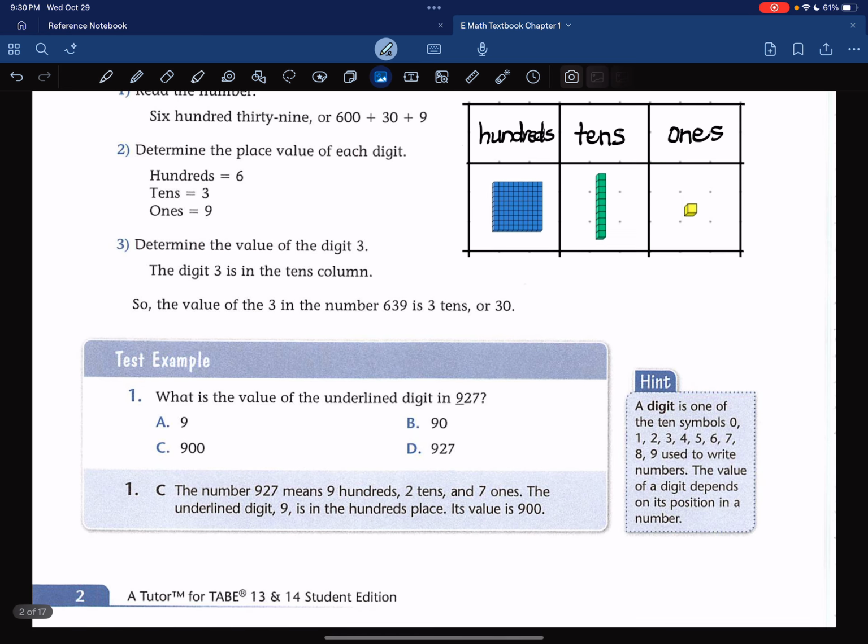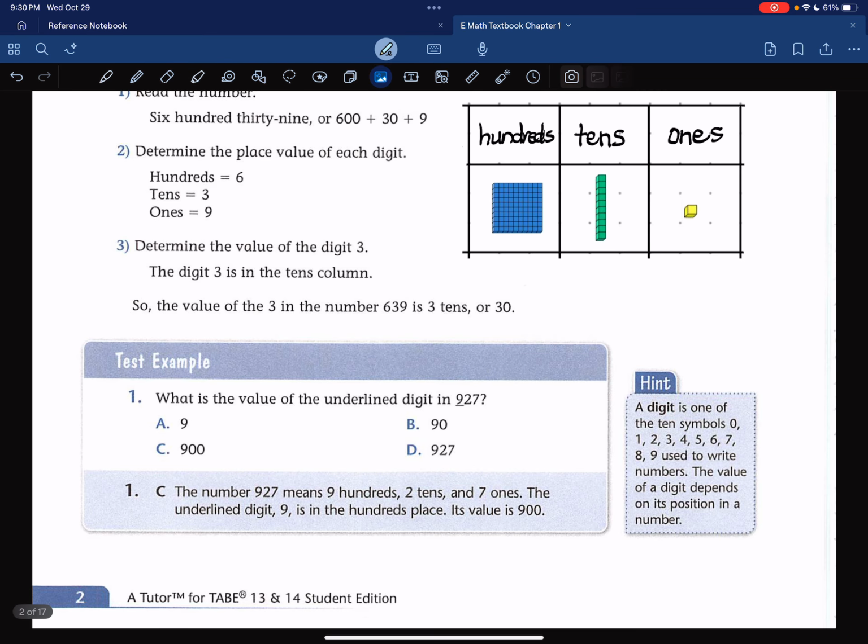Here's a practice test question. What is the value of the underlined digit in 927? Let me make that a little bigger. The 9 is underlined. The number 927 means 900 plus 2 tens plus 7.